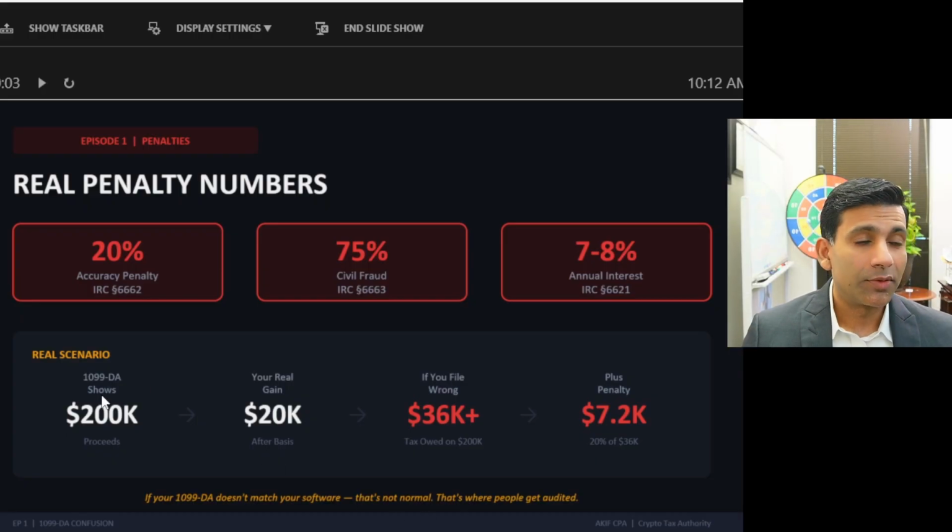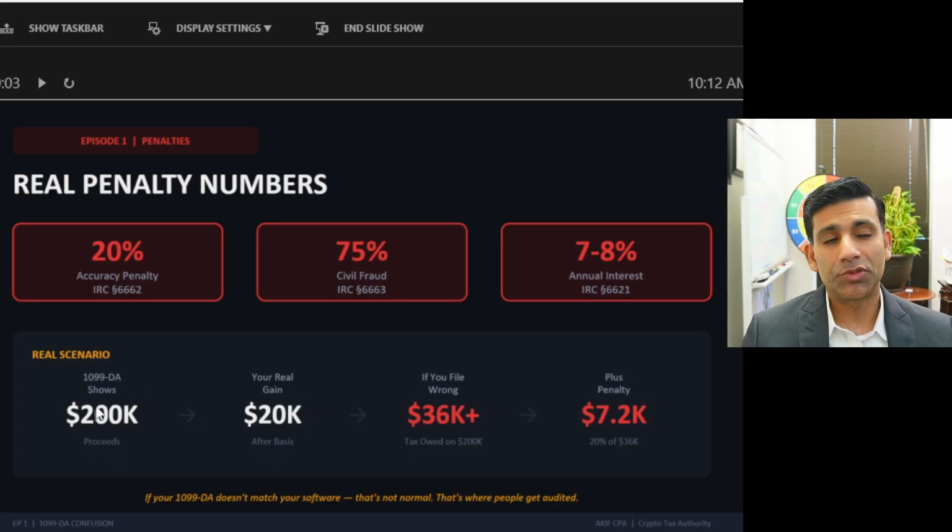All right, so a real scenario here. A 1099 DA shows 200,000 of proceeds. Your real gain was 20K, but if the cost basis is missing, you would have paid 36,000. And again, you also have penalties and whatnot. So these are things that you have to capture.